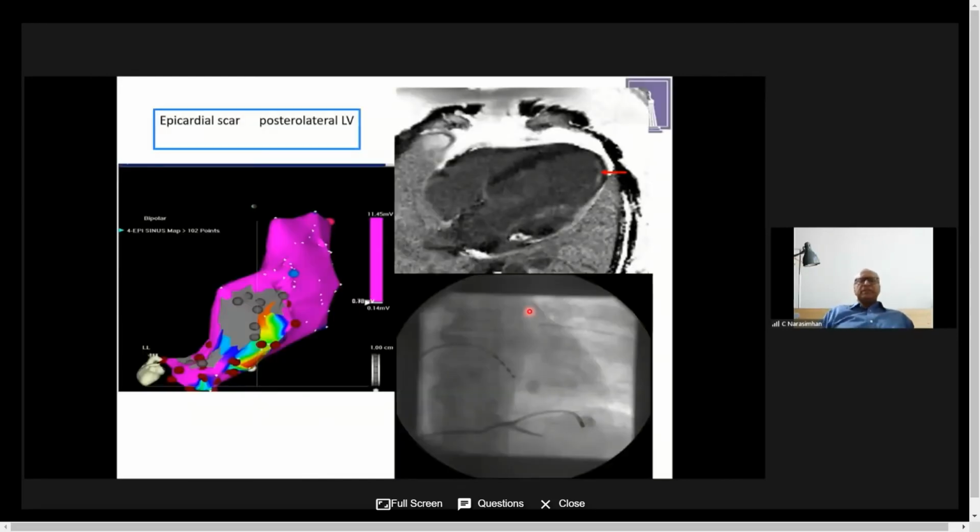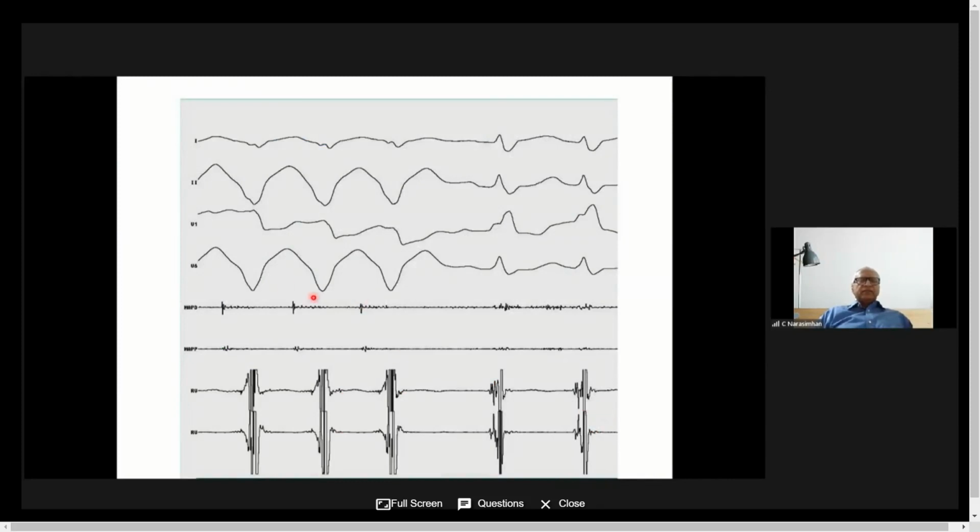This is one such patient with sarcoid with a posterolateral scar. You can see that there is a scar in the posterolateral area, below 0.5 millivolts, and we have entered the epicardial space and ablated successfully the VT in the posterolateral LV. And we induce the VT and get a good mid-diastolic potential. As we ablate, the VT terminates and you get a sinus rhythm. But you can see a lot of late potentials even in sinus rhythm.